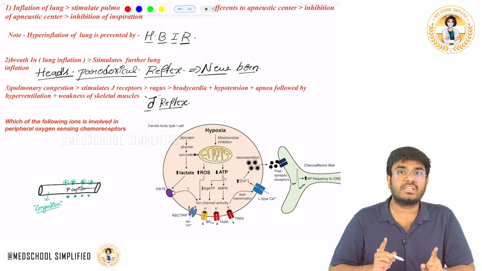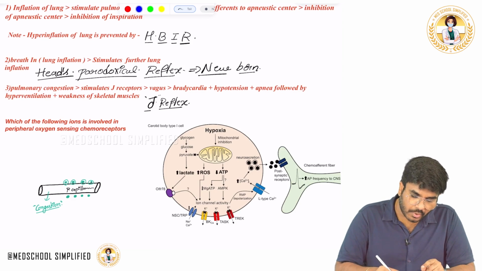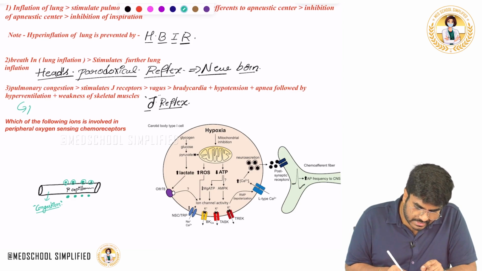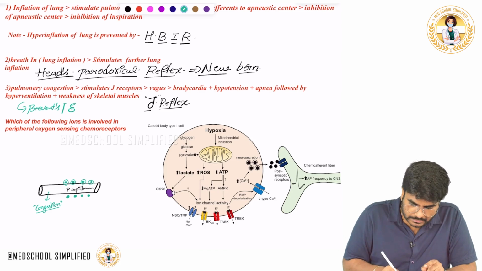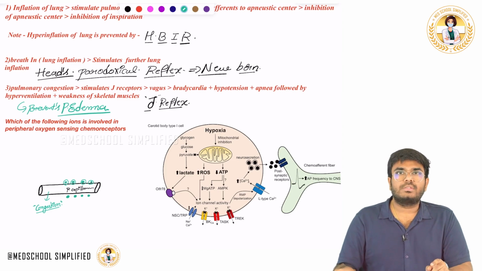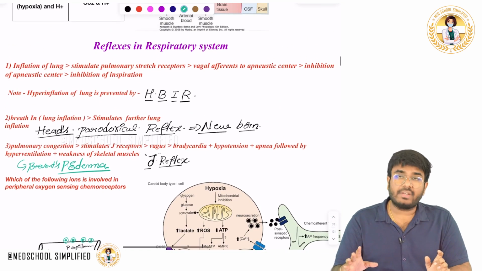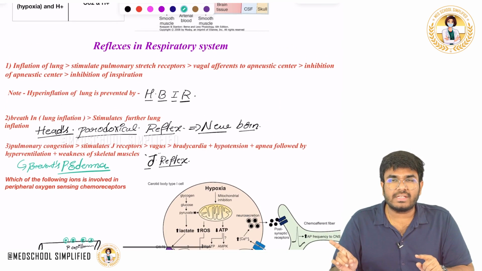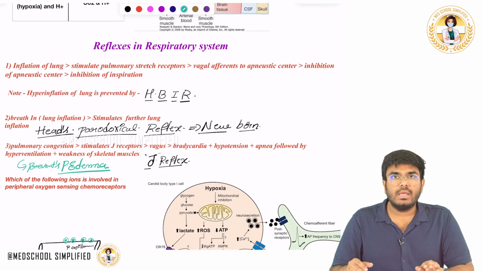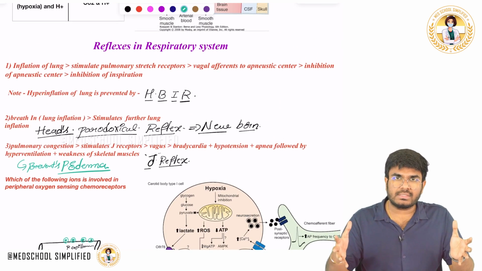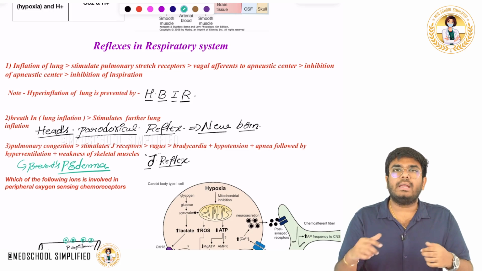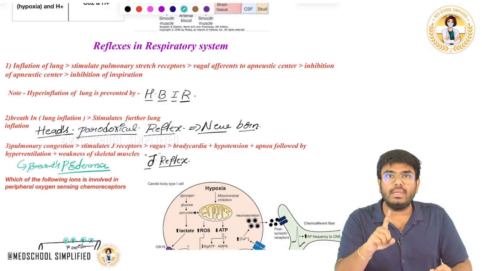J stands for juxtapulmonary receptors. What is the importance of this reflex? It prevents pulmonary edema. So with this, the important three reflexes are completed. The Hering-Breuer inflation reflex prevents hyperinflation. Head's paradoxical reflex will help in the inflation of the lungs, complete opening of the lungs, and the J reflex is going to prevent pulmonary edema.